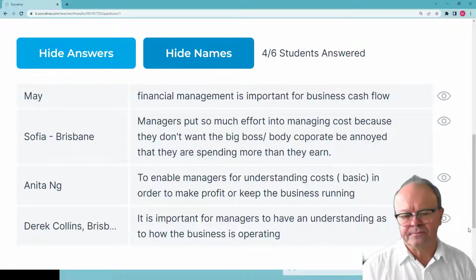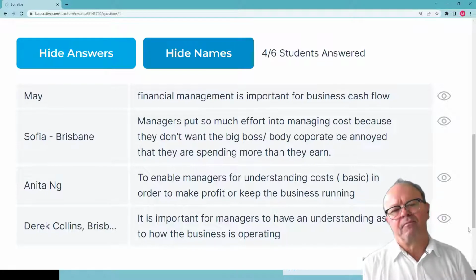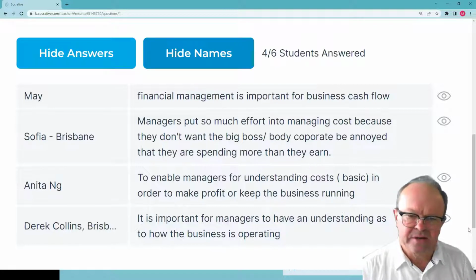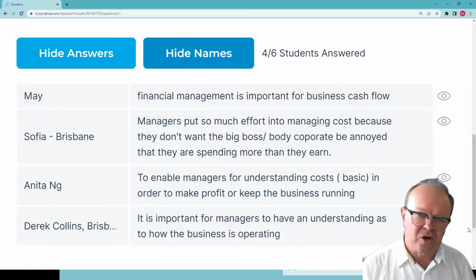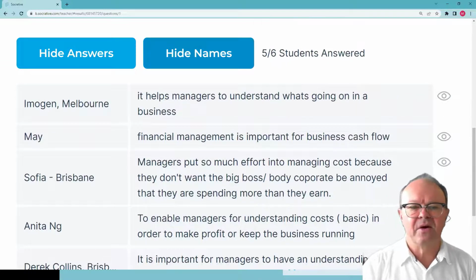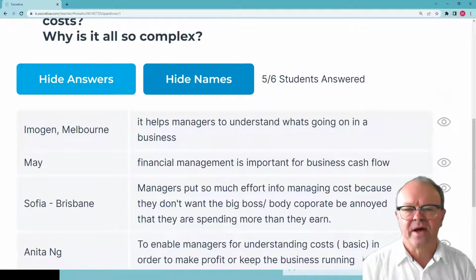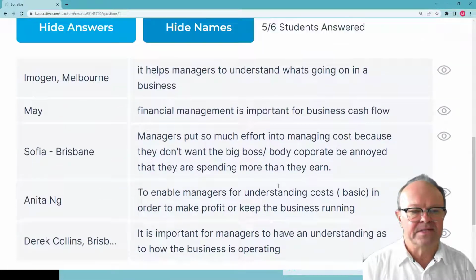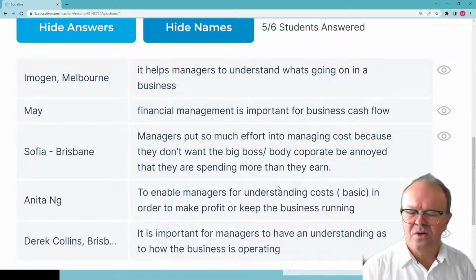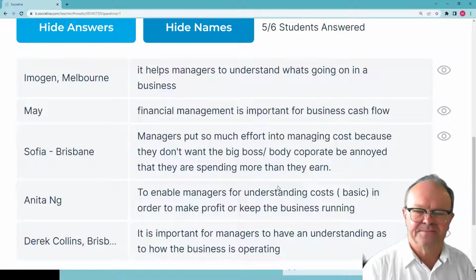It's certainly the costs. There's cash going out to pay a lot of costs. I mean, we'll be looking at those sort of issues later on in a few weeks. So we've got to keep track of how a business is going. It helps managers to understand what's going on in a business. Yep, that's just another way of saying it's an important part of a business. But why is it so important? There's lots of things going on in the business. Why do we put so much effort on costs?